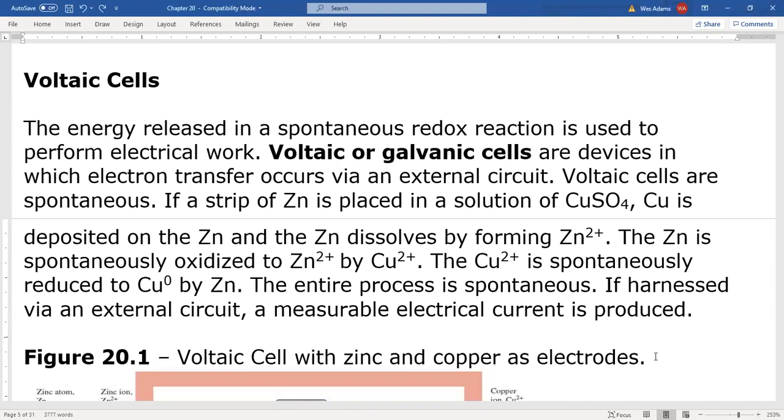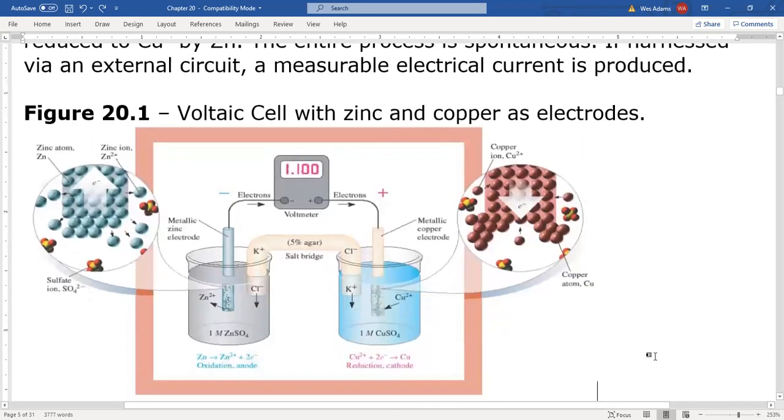The voltaic cells, again, are spontaneous. So let's say you put a strip of zinc in a copper solution. The copper is going to deposit on the zinc, and the zinc dissolves by forming zinc 2 plus. Zinc could then be spontaneously oxidized to zinc 2 plus by the copper 2 plus ions, and the copper 2 plus ions are spontaneously reduced to copper 0 or metallic copper by the zinc. The entire process is spontaneous, but if I harness that via an external circuit, I can get a current that produces useful work.